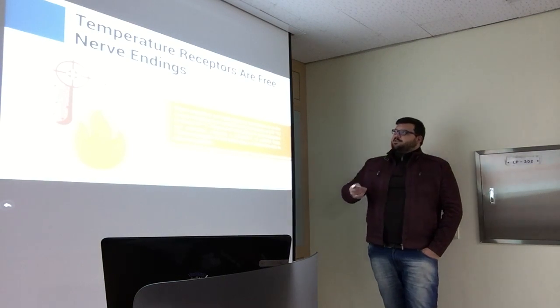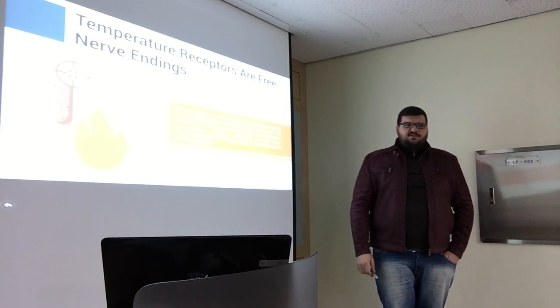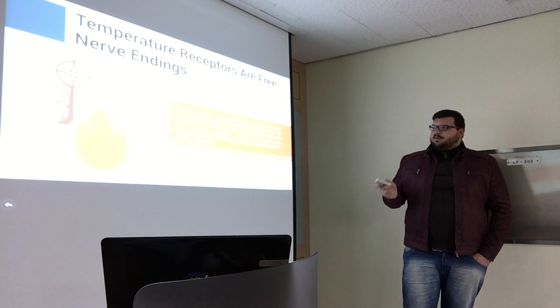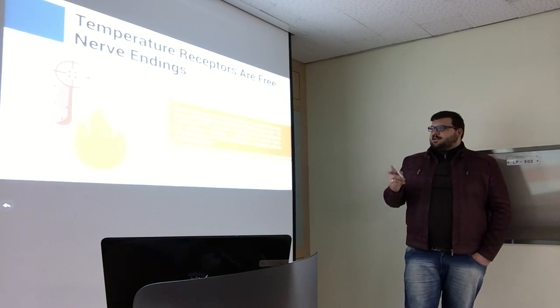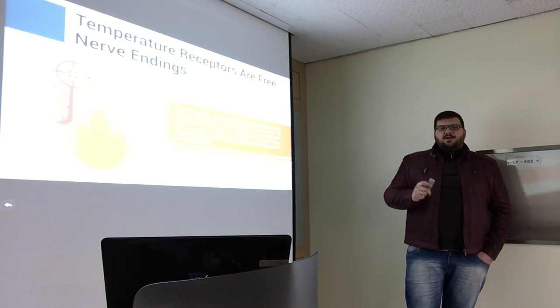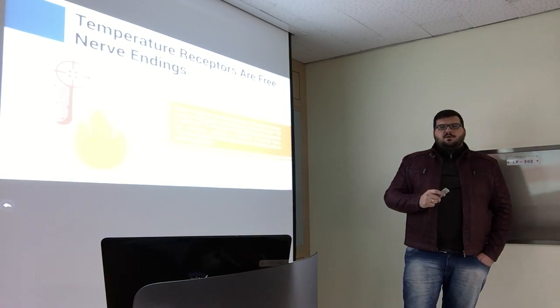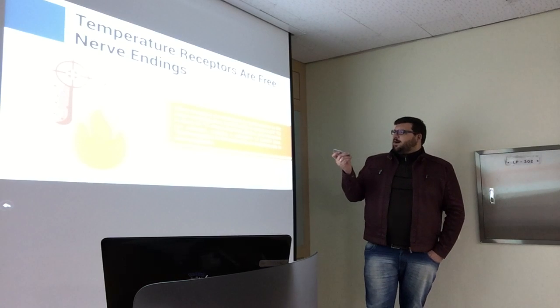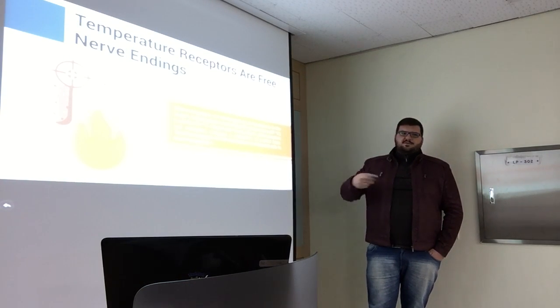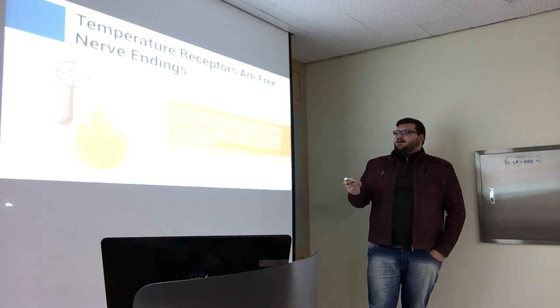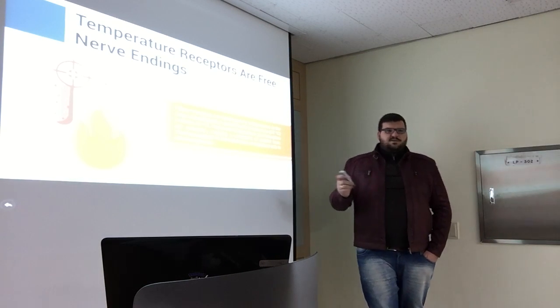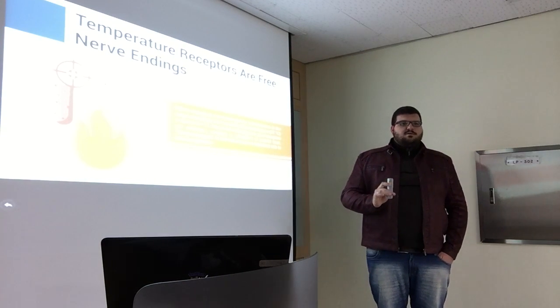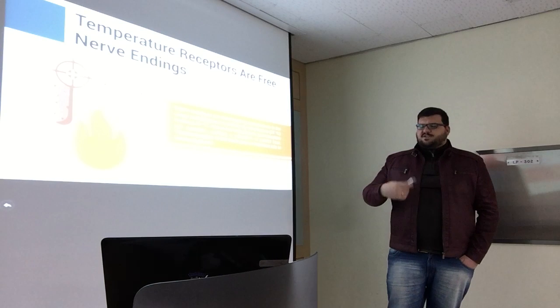Okay. Temperature receptors are free nerve endings, and it's interesting because when your body tries to regulate your temperature, they will check from about 37 degrees, that's the normal temperature of the body, to 45. So this is just to control your heat, your temperature.